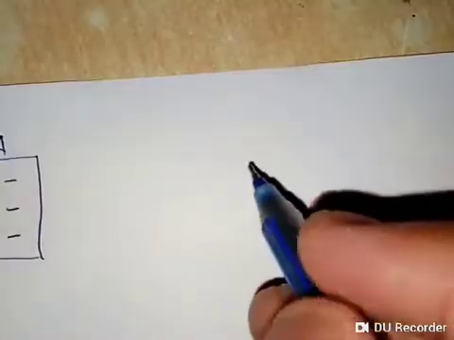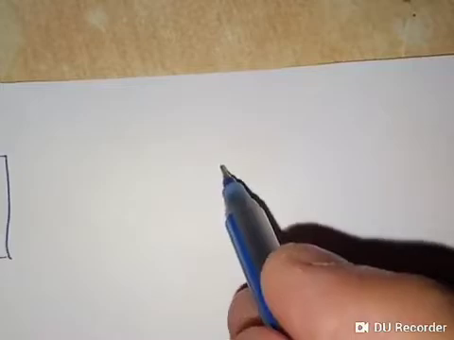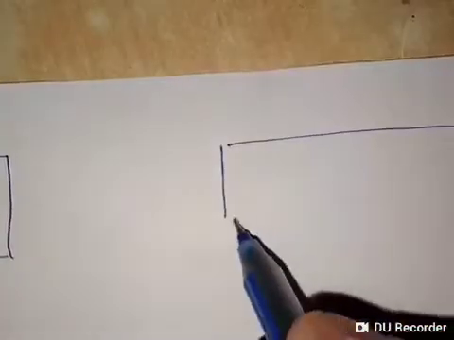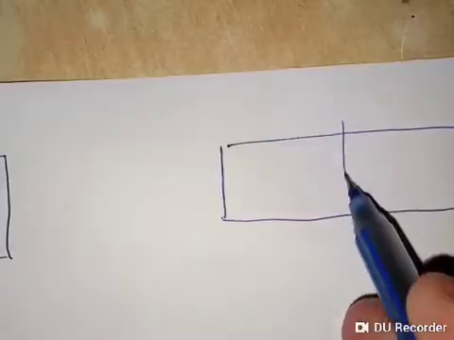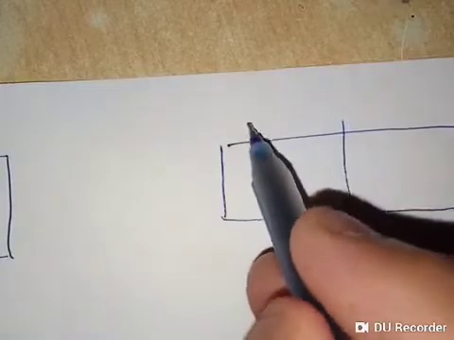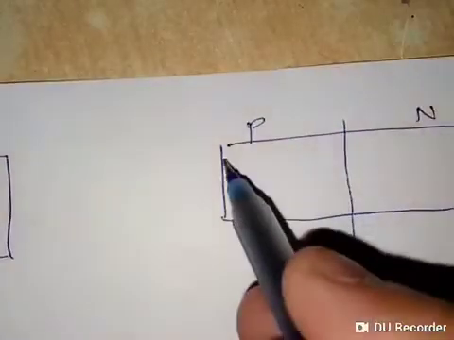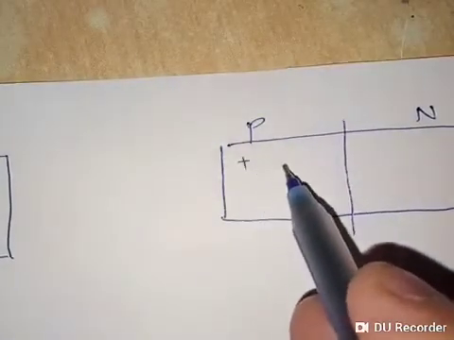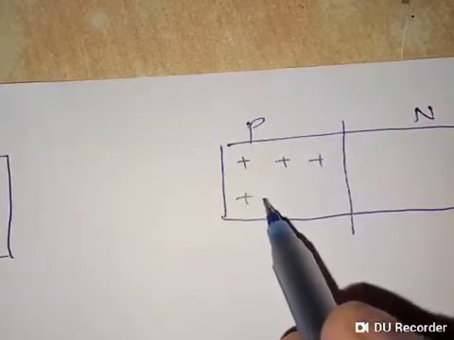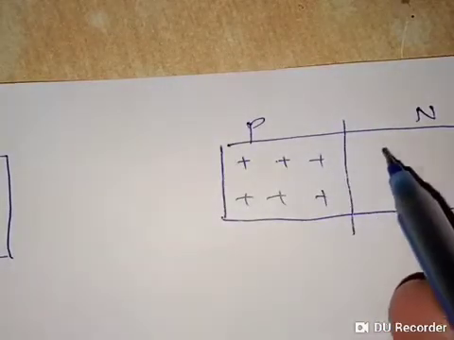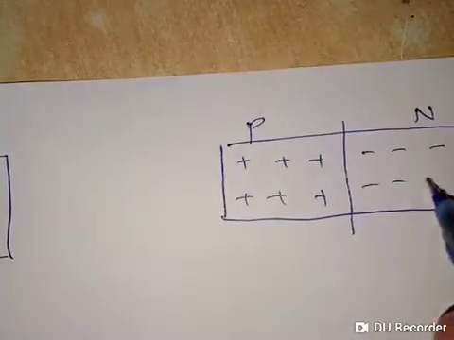Students, now I am explaining about the formation of P-N junction. Consider this as a diode, and this is the junction between diode. Let this be P region, this be N region. In the P region we will be having a large number of holes, and in the N region we will be having a large number of free electrons.